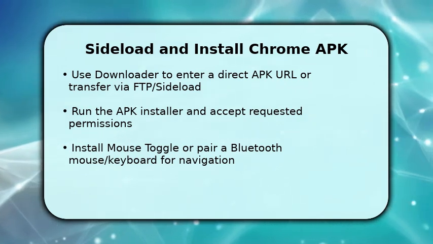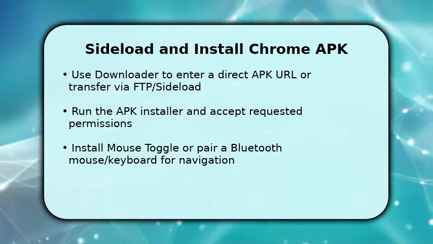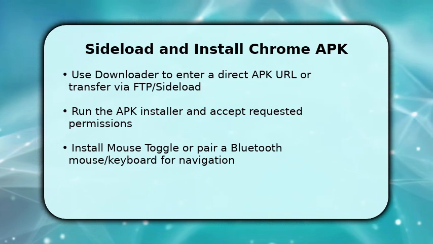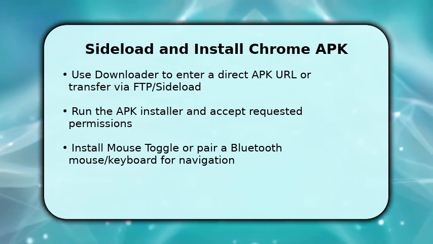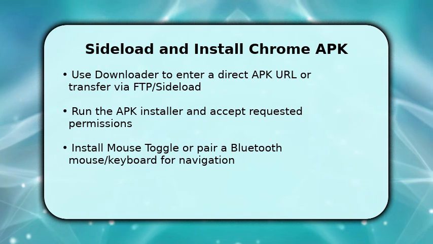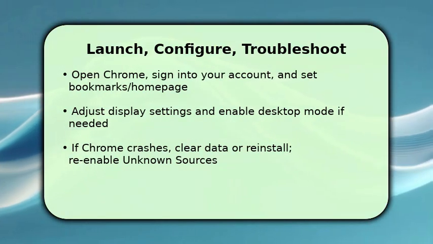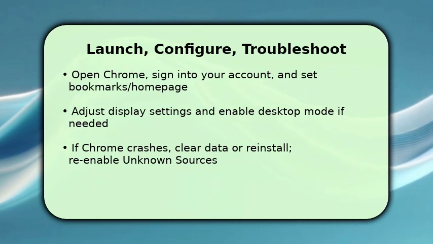Once Chrome is installed, make sure you can control it. Install Mouse Toggle or pair a Bluetooth mouse or keyboard, because the Fire remote often lacks precise pointer control needed for full Chrome navigation. Open Chrome and sign into your Google account to sync bookmarks and passwords. This makes the experience familiar.